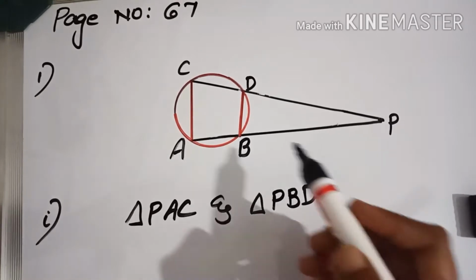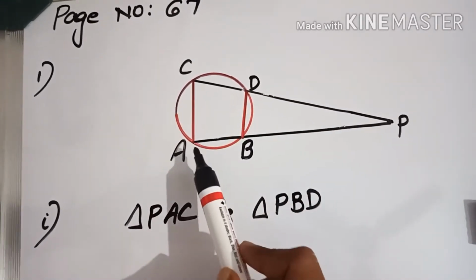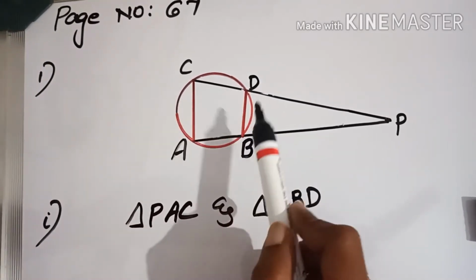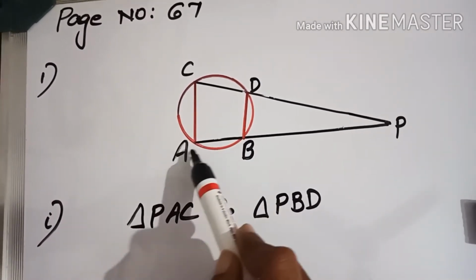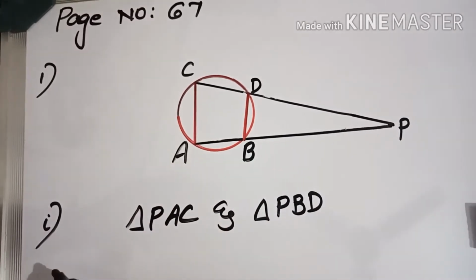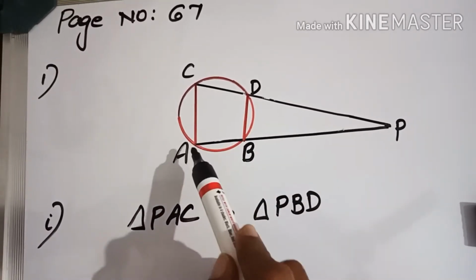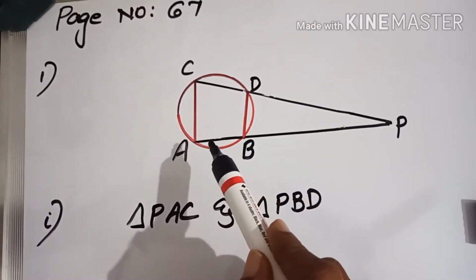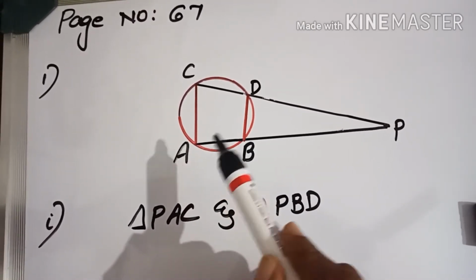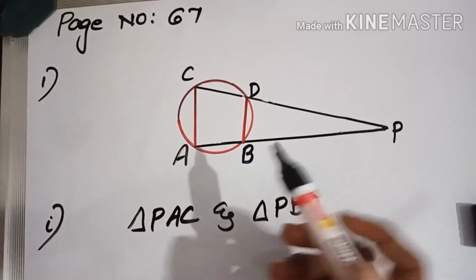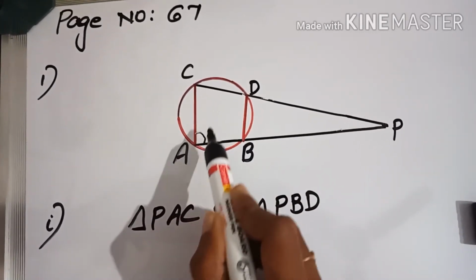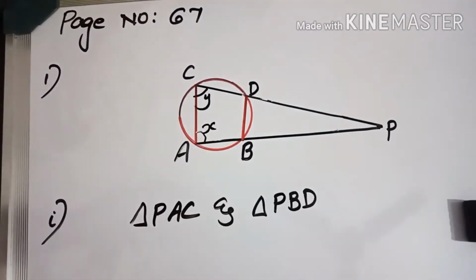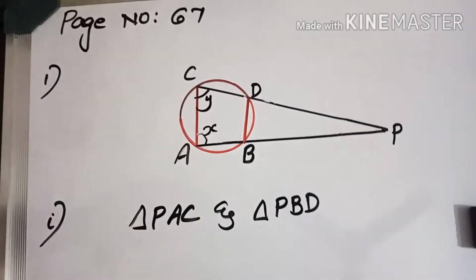Now in the circle, you can see one quadrilateral, that is ABDC. All the four vertices are on the circle. That means the quadrilateral ABDC is a cyclic quadrilateral. As it is a cyclic quadrilateral, its opposite angles will be what? Supplementary. So let's consider this angle as x degree and this angle as y degree.